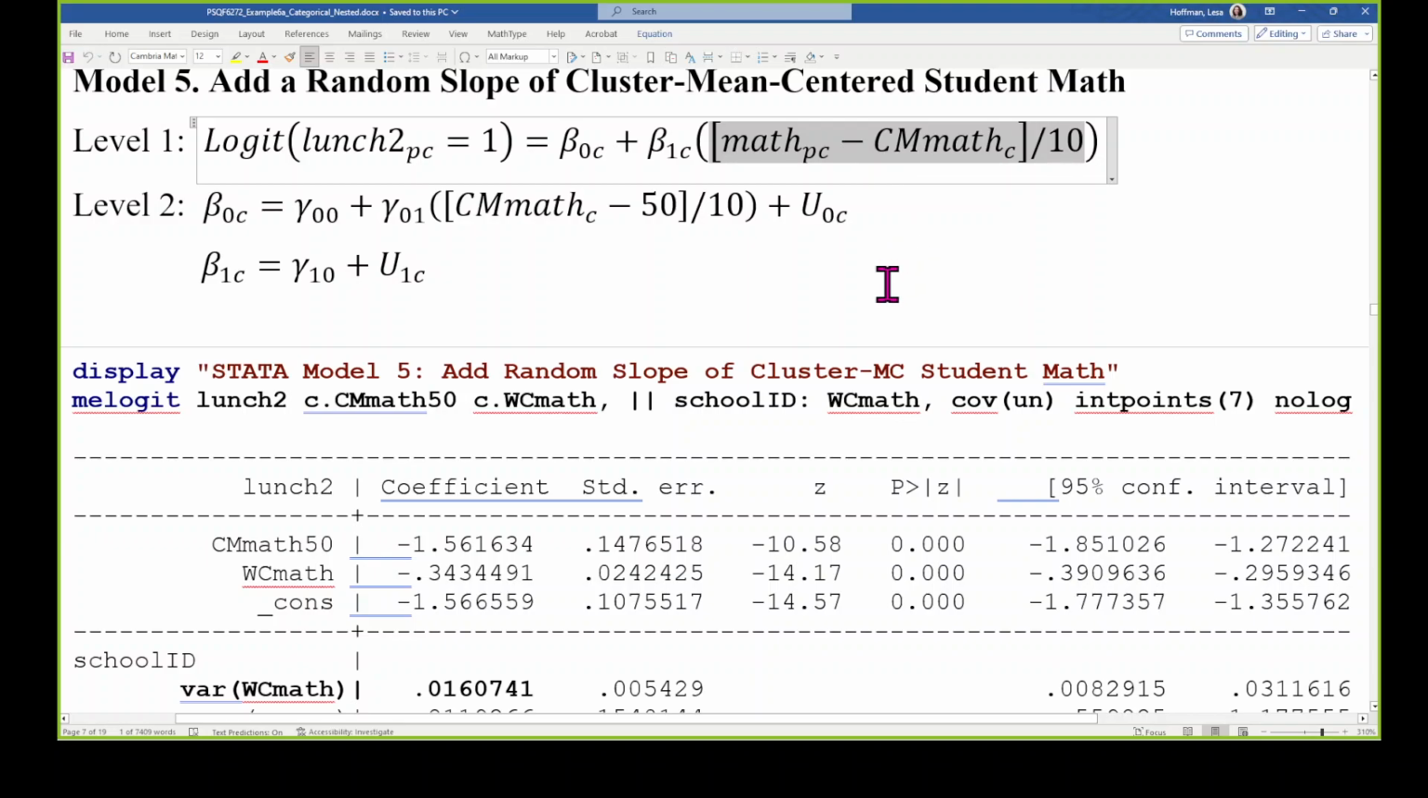Because there's no easy way to add a contextual effect as a random slope. It will likely throw up at you. It's technically possible, but not easy.